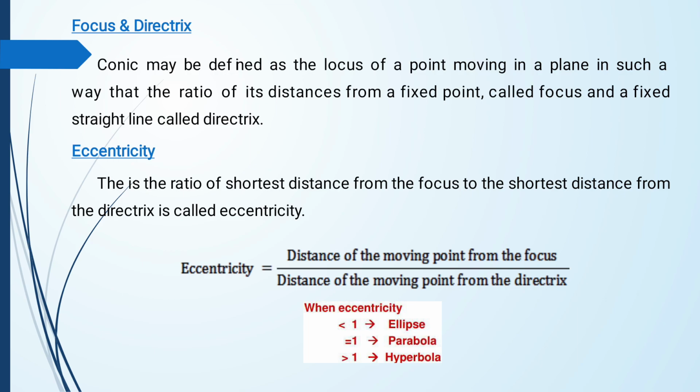A conic may be defined as the locus of a point moving in a plane in such a way that the ratio of its distance from a fixed point called the focus and a fixed straight line called the directrix is constant. The fixed straight line is called the directrix line. The fixed point is called the focus. The movable point is called the locus point.